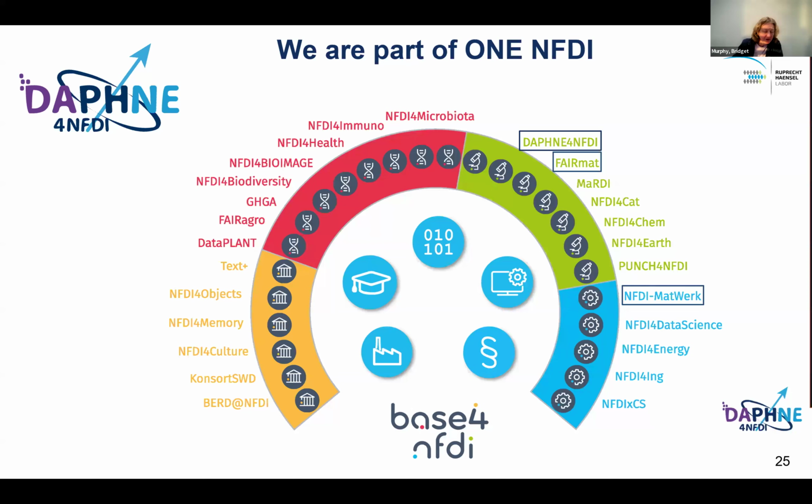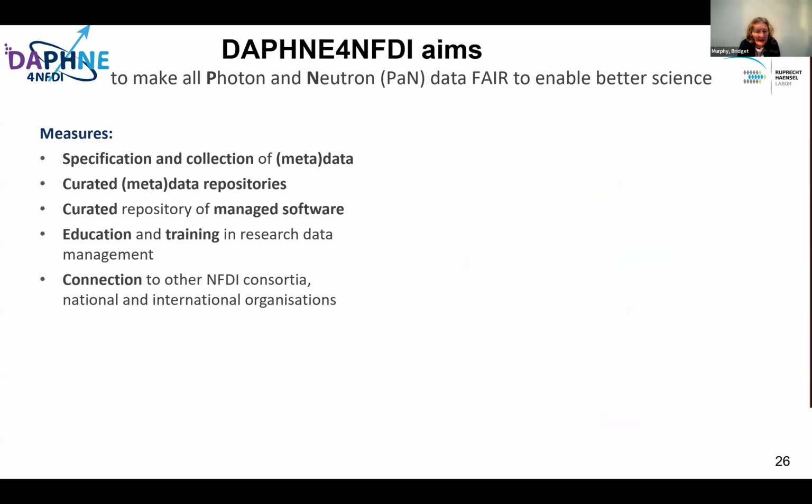And what do we want to do with Daphne? So our aim is very honorable. Our aim is to make all photon and neutron data FAIR. And the reason that we want to do this is to enable better science. And to do that, we carry out a certain amount of measures.